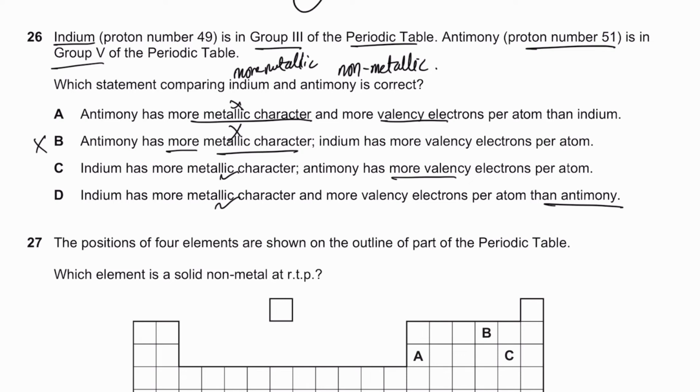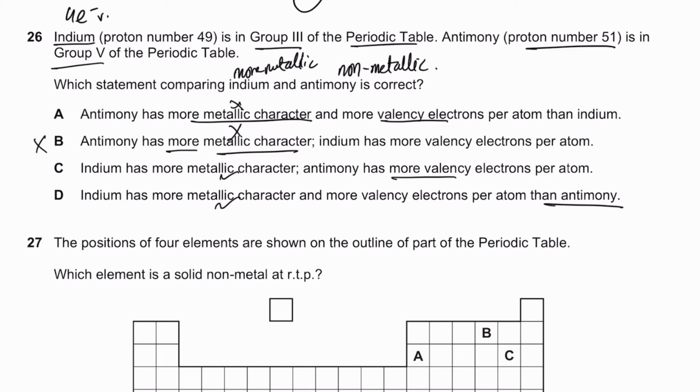So indium is in group 3. Let's see. 1, 2, 3, 4. So it's in the 4th period. So indium has 3 valence electrons.